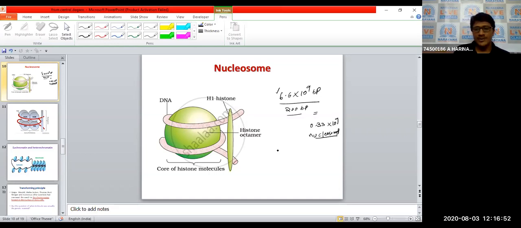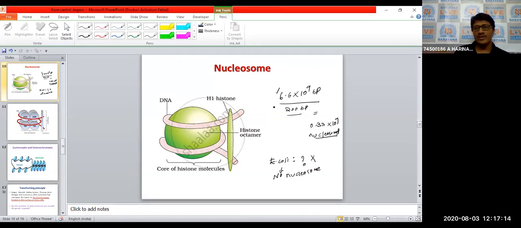How many nucleosomes are present in E. coli? No nucleosomes. Nucleosomes are absent. Remember, in prokaryotes no nucleosomes are present.